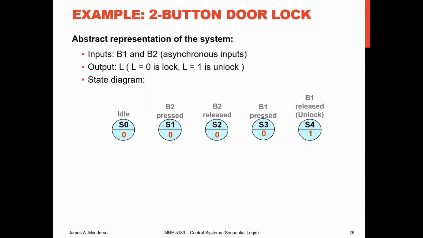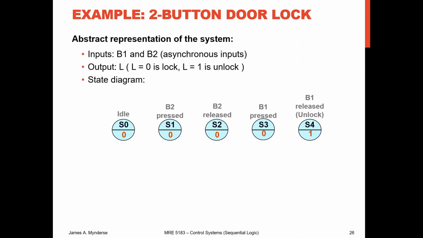So what are the inputs? The inputs are going to be B1 and B2. They are asynchronous, but we will synchronize them for implementation. We know that our output is L, is the lock case. So it is either 0 for locked or 1 for unlocked.